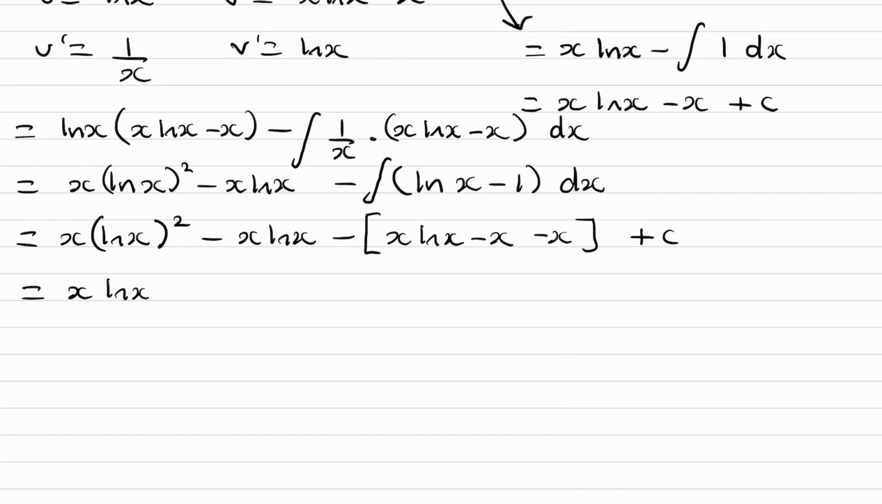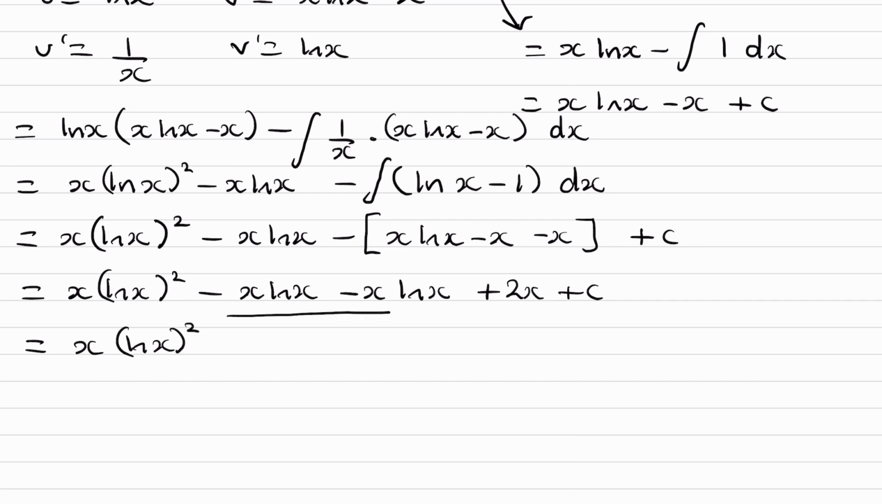Alright, let's expand out those brackets. So these two make minus 2x. Minus x ln x, well that'll just be minus x ln x, no change there. The minus 2x that we have here becomes plus 2x because of the minus sign that we have here. So minus minus makes plus, you have a plus 2x plus c, and then one last step of simplification, x ln x squared, these two combine together to make minus 2x ln x, and then there's the plus 2x plus c, which would be our final answer.